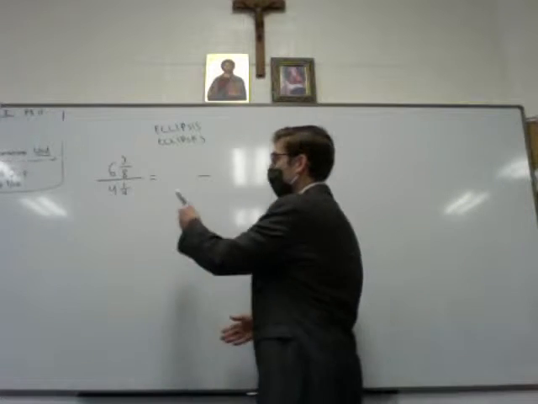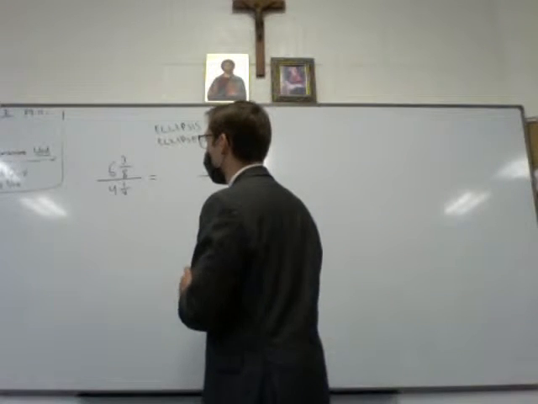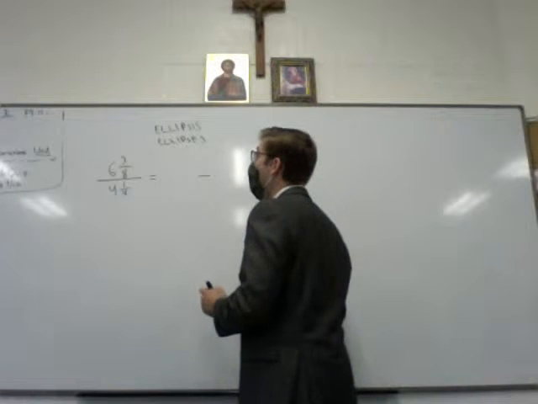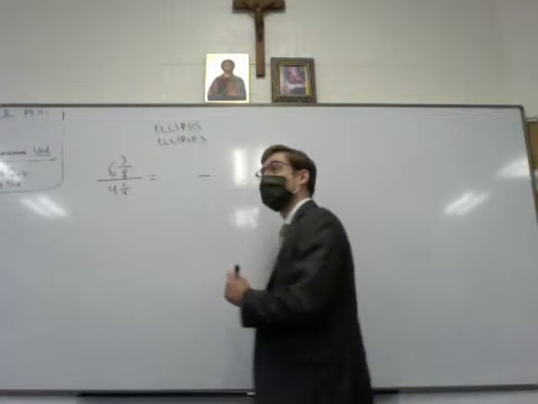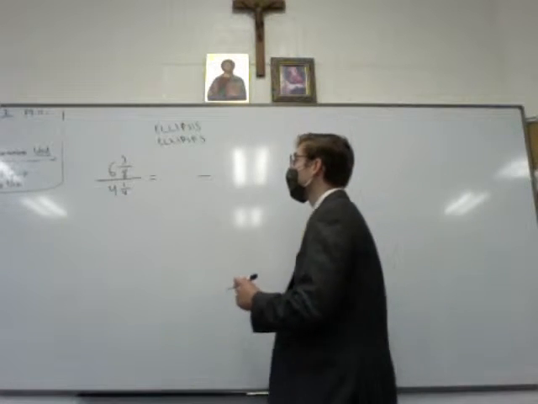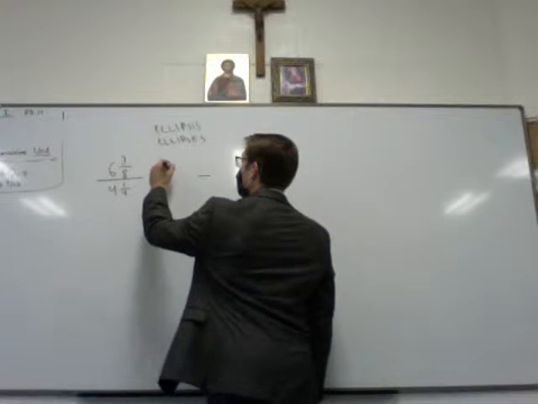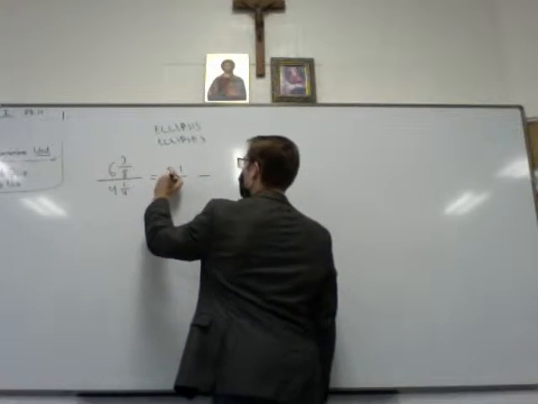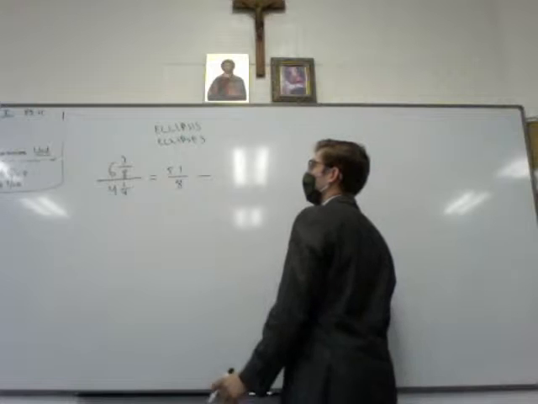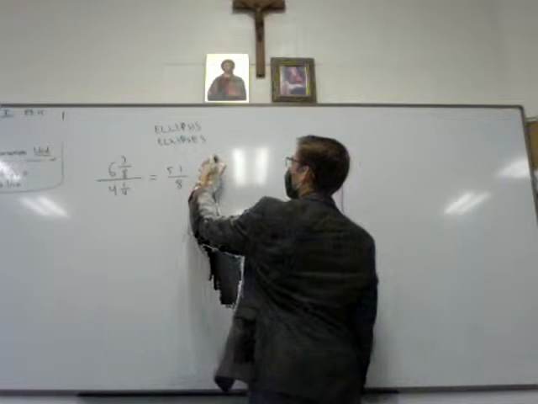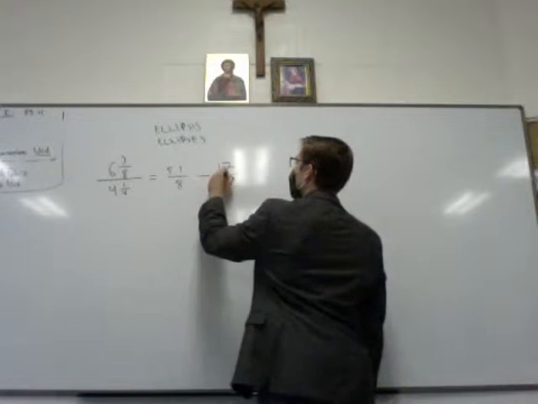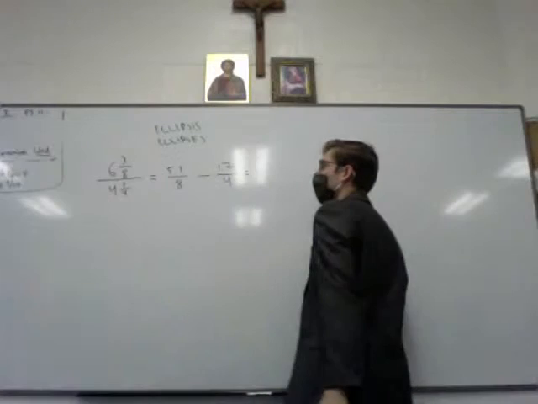All right, so that top 6 3/8, when we convert that to a mixed number, what do we get? 6 times 8 is 48, and then plus 3 is 51. So 51 over 8, yep, and then 4 1/4 becomes 4 times 4 is 16, plus 1 is 17. 17 over 4. All right, now what do we do? You flip.